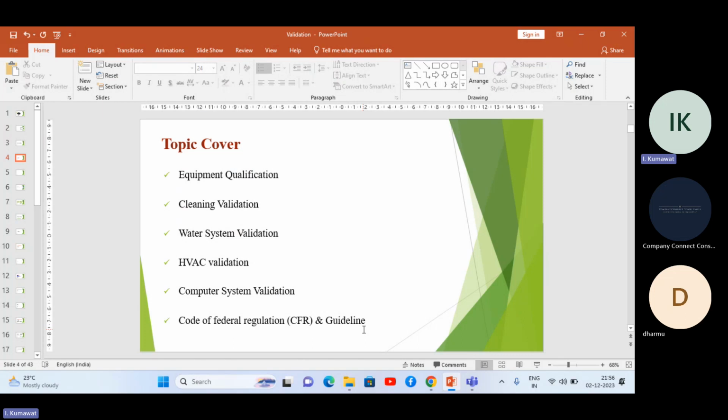ICH has 4 types of guidelines: quality, safety, efficacy, and multidisciplinary. After that, we will discuss the quality guidelines. Q1 is for stability, and Q2, 3, 4, and so on up to now Q14. Q7 is for GMP. So everything we will cover, no issue.